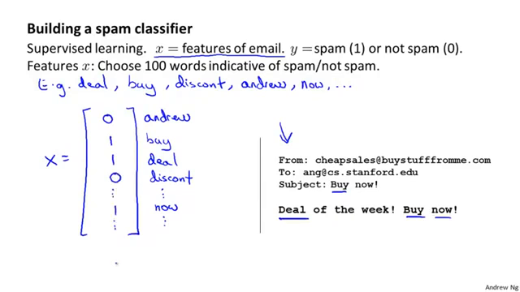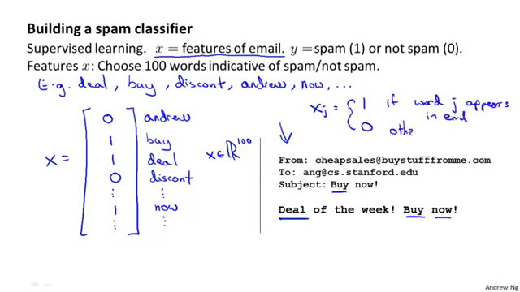So I put ones and zeros in this feature vector depending on whether or not a particular word appears. And in this example, my feature vector would have dimension 100 if I chose 100 words to use for this representation. And each of my features x_j will basically be 1 if a particular word, let me call this word j, appears in the email, and x_j would be 0 otherwise. Okay. So that gives me a representation, a feature representation of a piece of email.